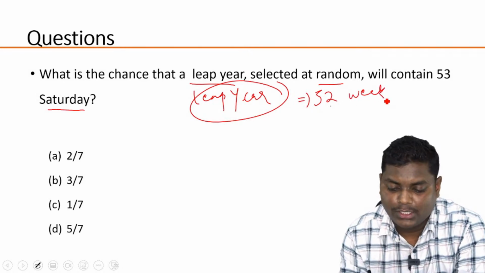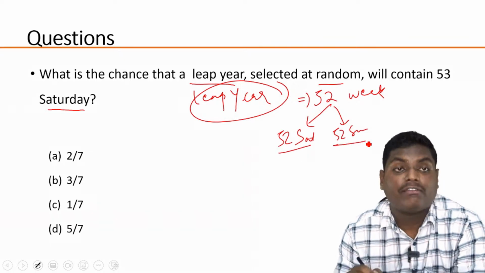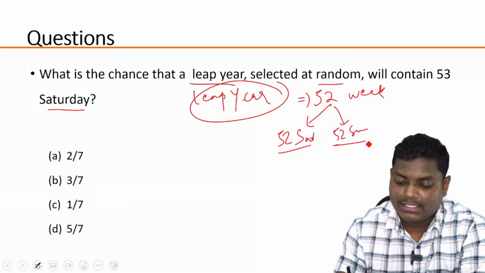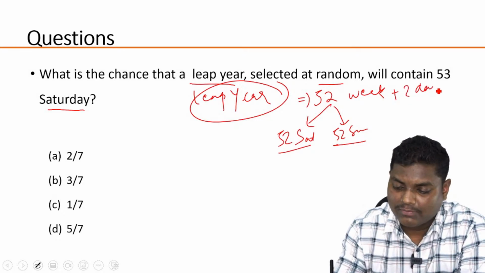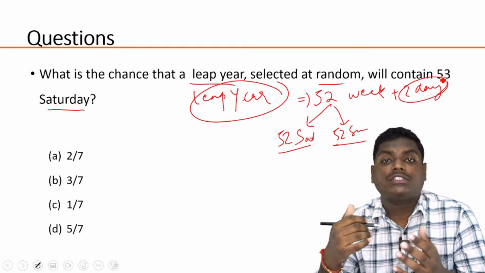The same concept. So in 52 weeks, we'll be having 52 Saturdays and 52 Sundays. Now we are having 2 days extra. Now this 2 days extra can be what all days? We can write all the possible combinations.